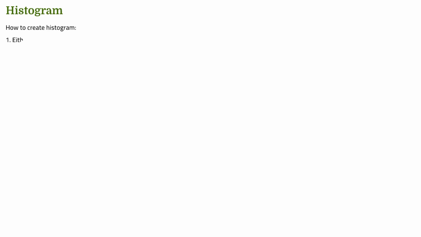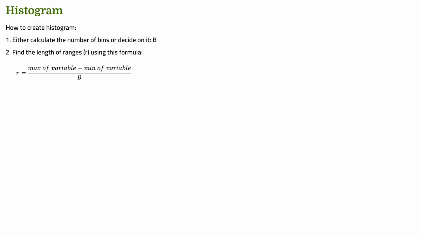How to create a histogram? Step 1: either calculate the number of bins or decide on it, call it B. To find the length of ranges, use this formula: R is equal to max minus mean, divided by B. Max of the variable, mean of the variable, subtract them, divide by B, and that is your range.